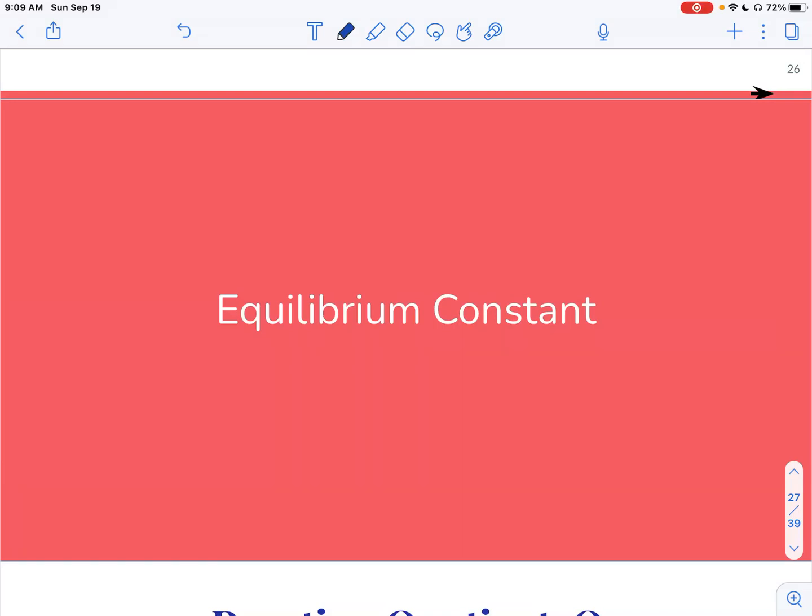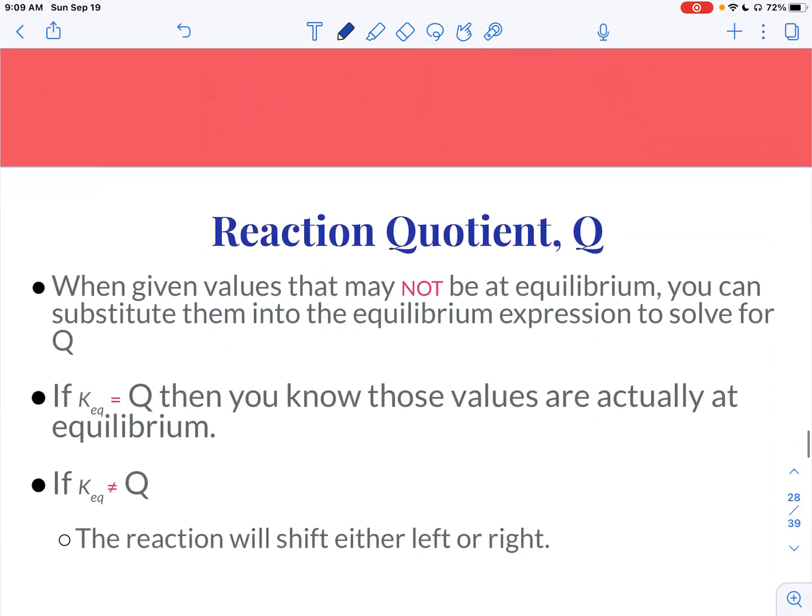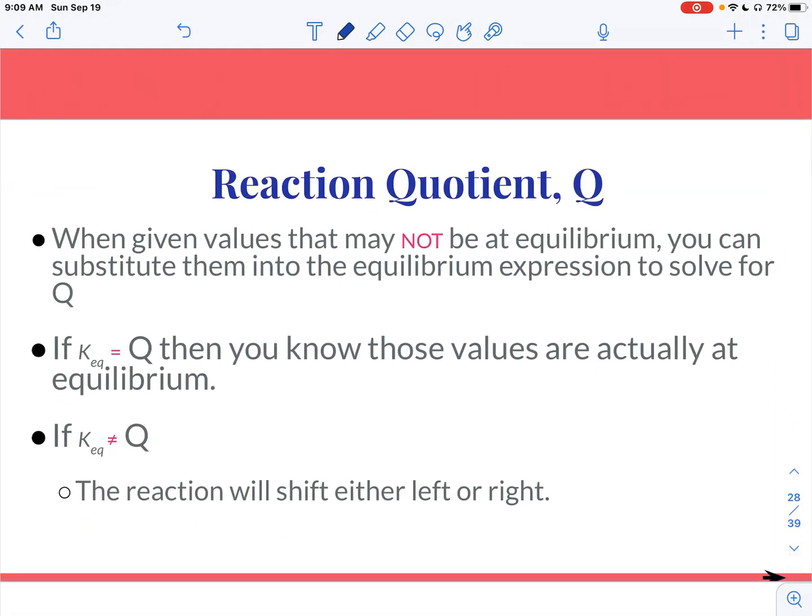So here we're going to continue with our equilibrium constant, KEQ, KC, KP. We're going to start talking about different ways to calculate it and what that means. First, we're going to start by talking about a reaction quotient, which is Q.